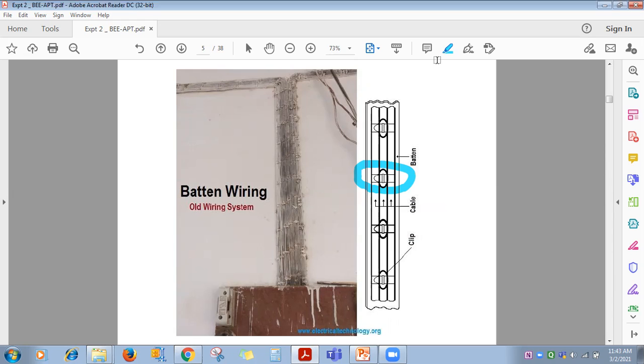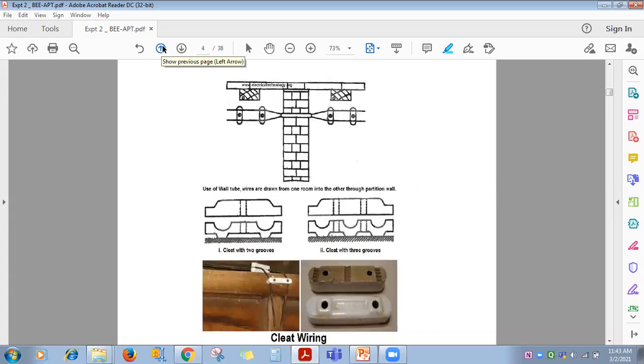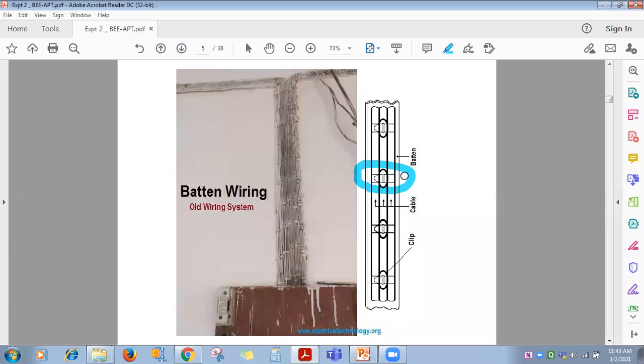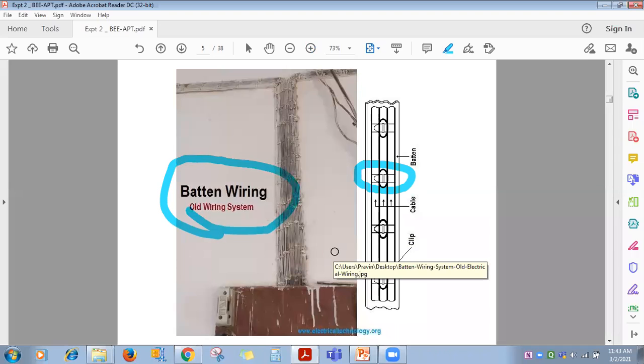If porcelain cleats are used, then that is called cleat type of wiring arrangement. Rather than porcelain cleats, if metallic clips are used to fix the wire to a wooden base or directly to the wall, then that comes under batten type of wiring arrangement. Cleat and batten type of wiring arrangement is used only for temporary power supply.